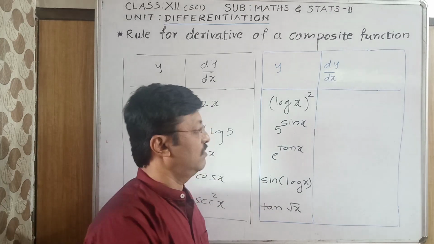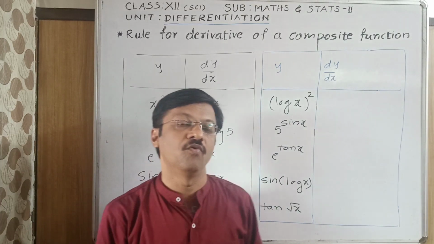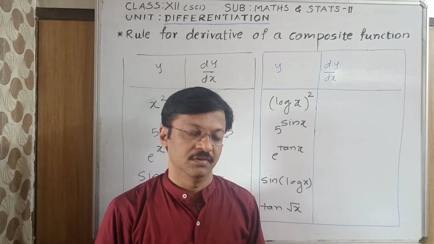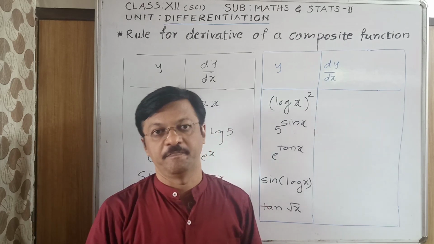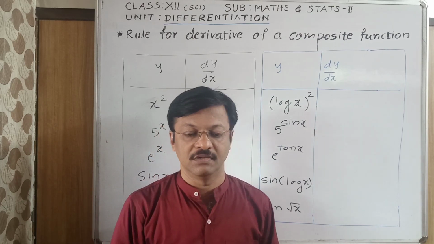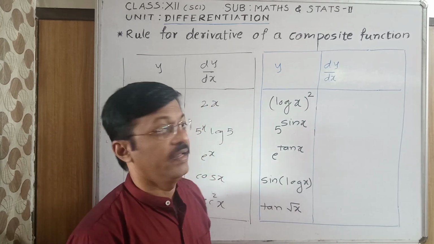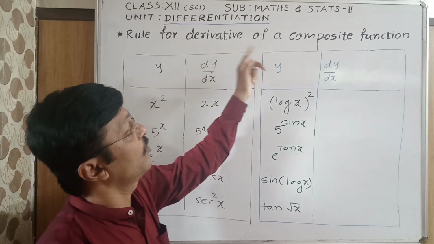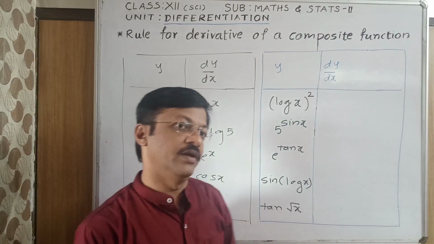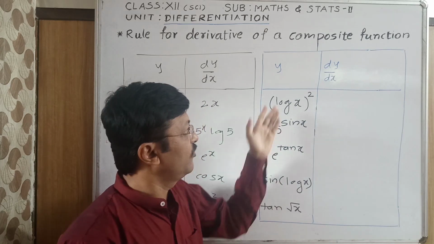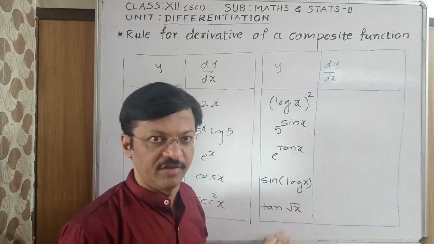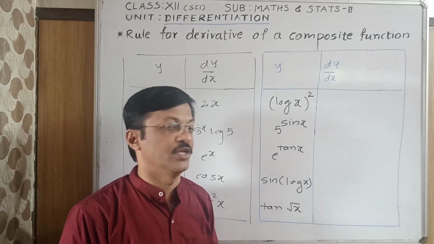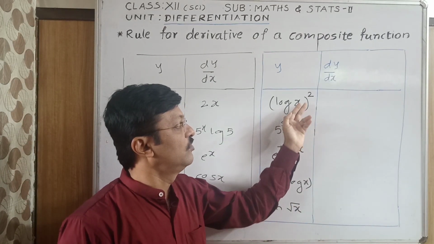So for these derivatives, I need to know one rule called rule for derivative of composite function, or chain rule. So we shall study that rule now. Before going for any discussion on the rule for derivative of composite function, we shall try to understand what is a composite function. There are a few examples already written here. These are all composite functions, and therefore we are not able to find their derivatives on the basis of your 11th standard knowledge.